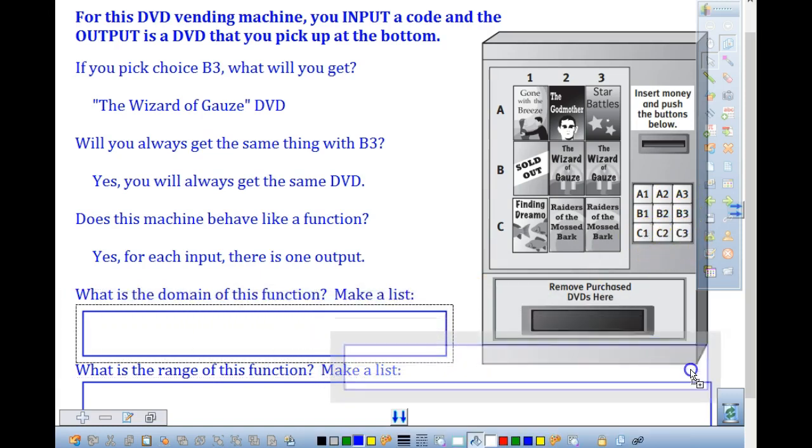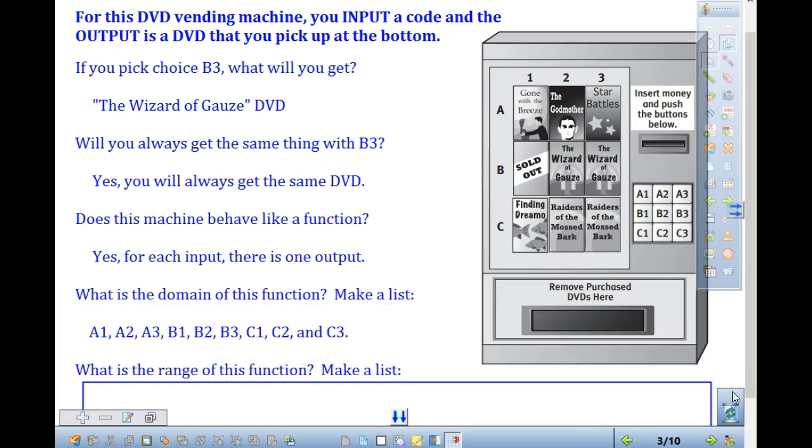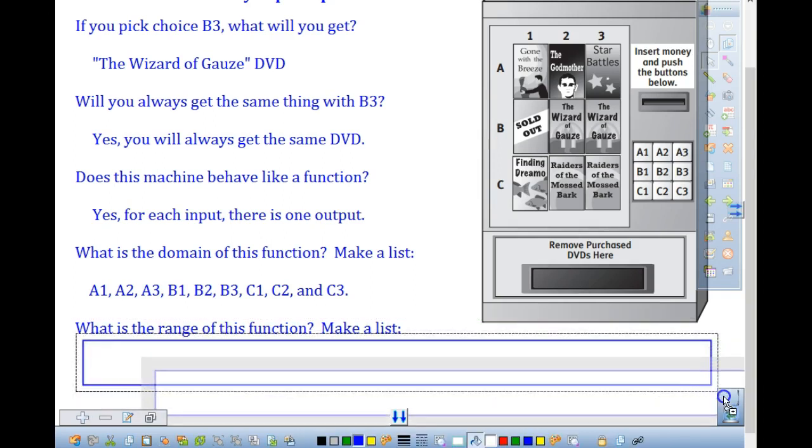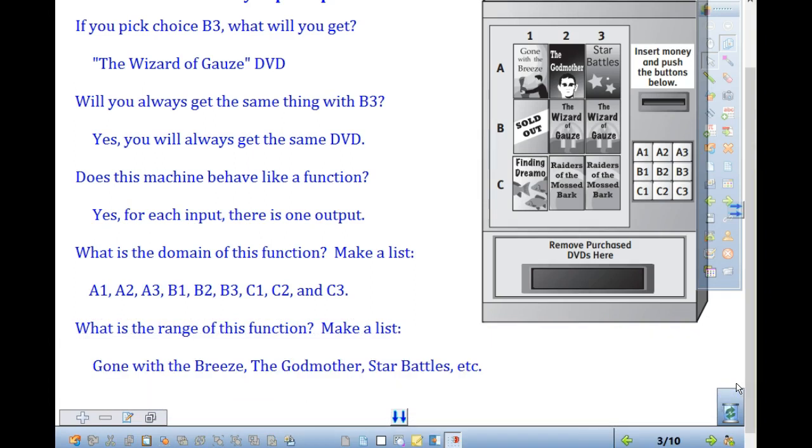If we are going to make a list, our domain is all of our inputs, so it's listing all those buttons. When we go to list our range, the range is the output. What happens every time we hit one of those? We are going to get the movies: Gone with the Breeze, The Godmother, The Star Battles, Wizard of Oz, Finding Nemo, Raiders of the Lost Ark.